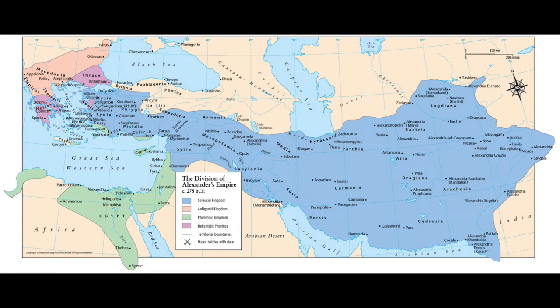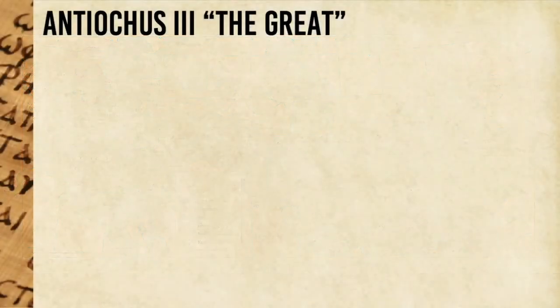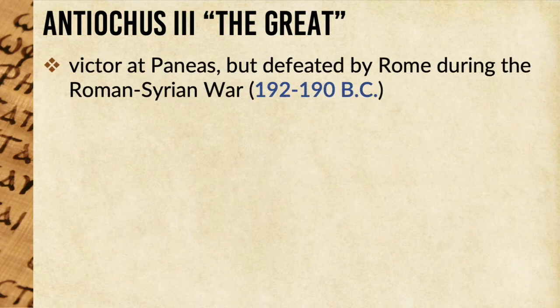So let's talk about the Jews under the Seleucids. The first individual that we should talk about is Antiochus III, the Great. That's his nickname, even though all of these guys had different names. He is the victor at Panias, but he's defeated by Rome during the Roman-Syrian War. That's 192 to 190 BC. That's where they lose all that territory north of the Taurus Mountains. They lose basically everything in Asia Minor.